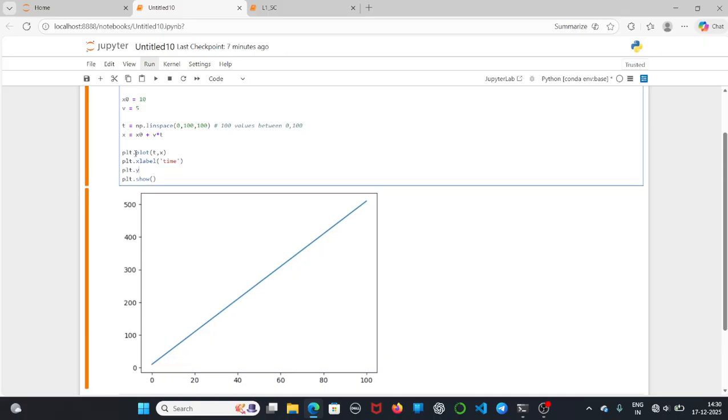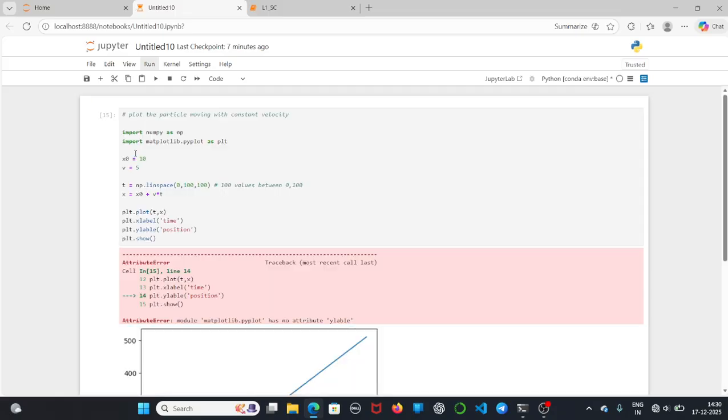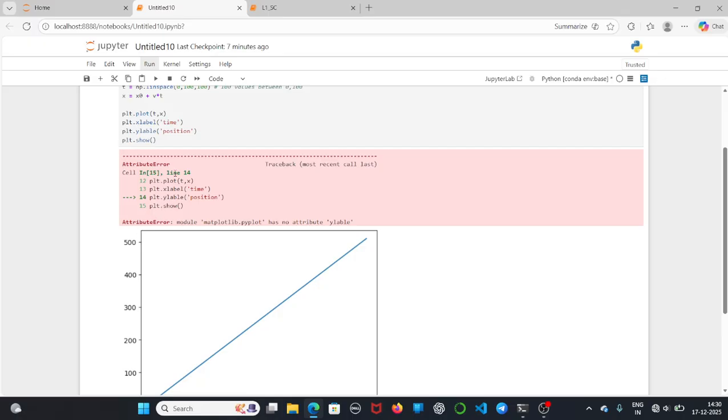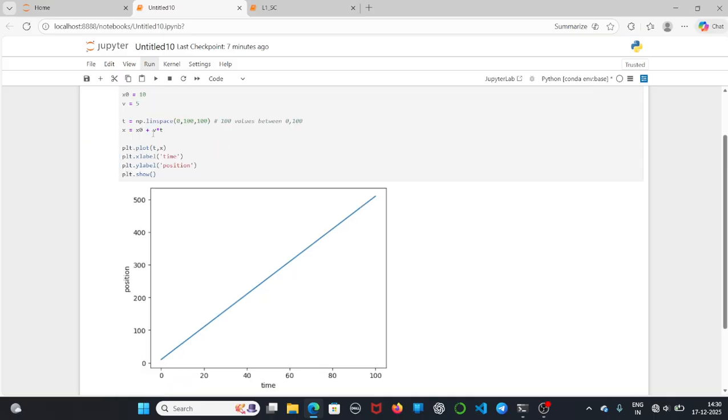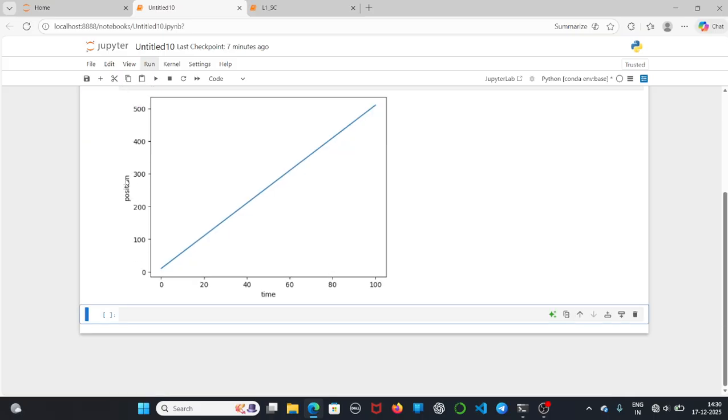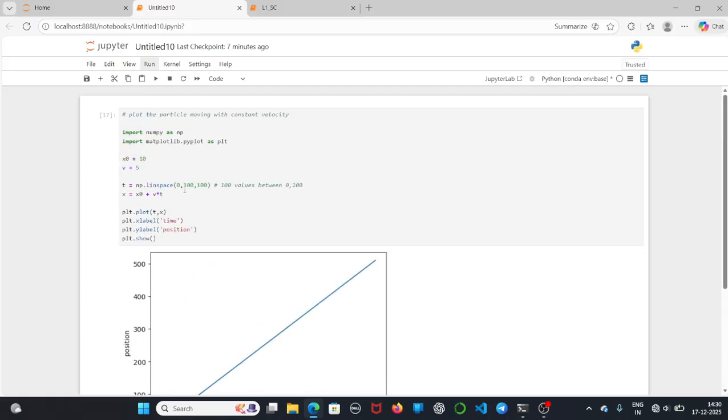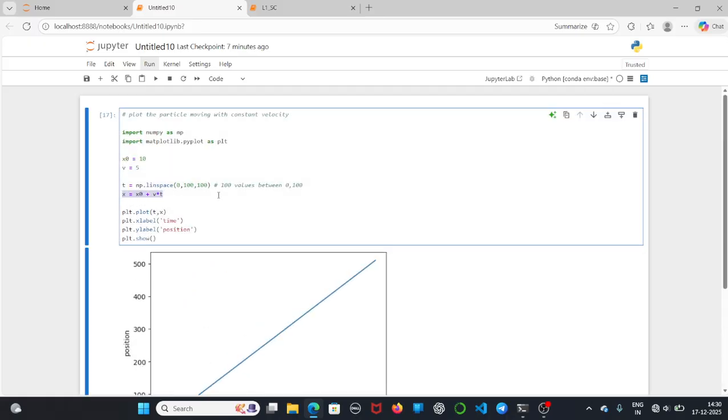And we can also give plt.ylabel, and I am going to write here position. Better if I write location, and if I rerun this program, the plt.ylabel spelling is wrong. Okay, plt.ylabel. So you can see here is the label of position, and here is the label of time, right? So this is how you can draw a graph of the particle moving with constant velocity.